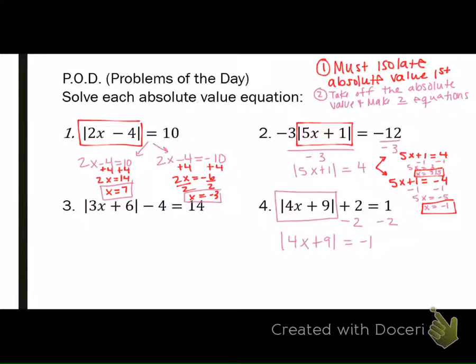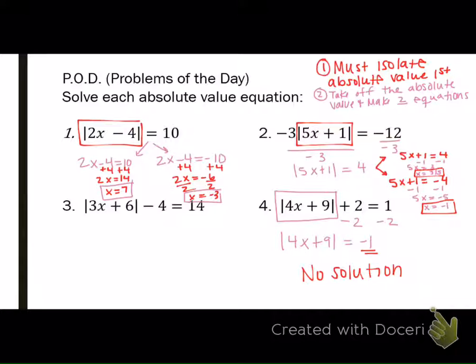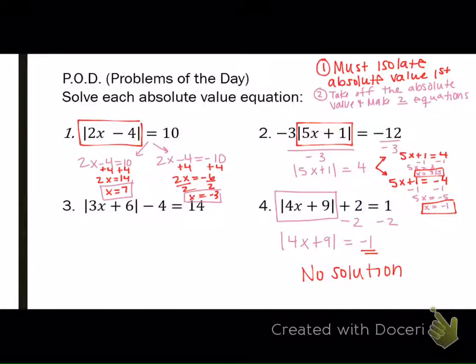What should you be thinking? Alyssa, what did you say? No solution. Will you ever be able to take the absolute value of something and get a negative number? No. So this is no solution. Once you get here, you can decide it's no solution. Absolute value will never equal a negative number. Before I move on, does that clarify some of the questions you guys have been having with absolute value?